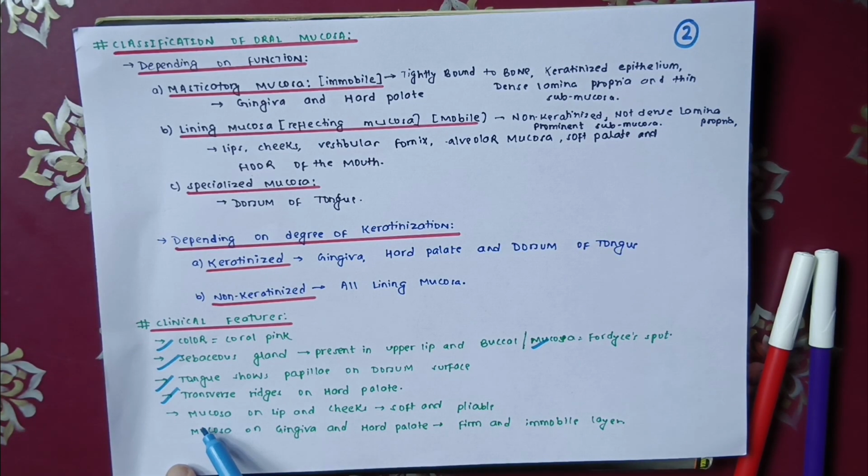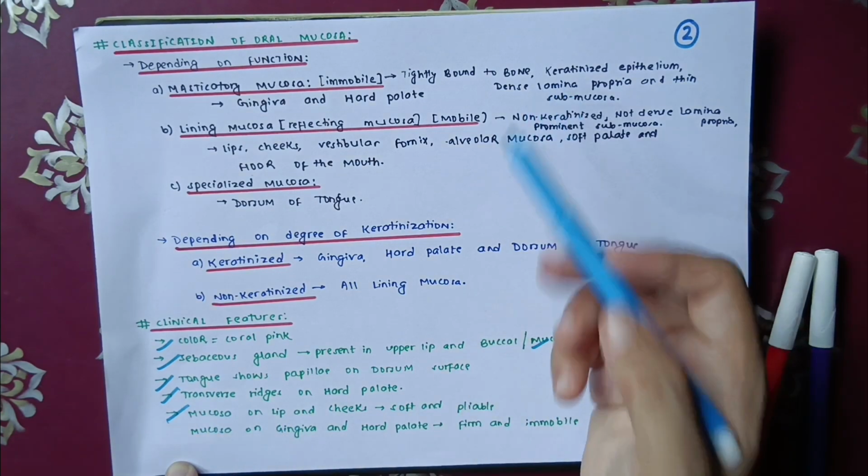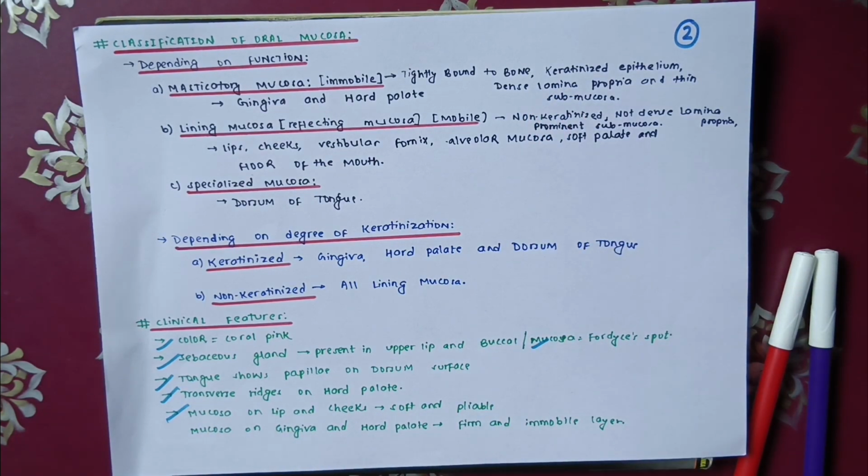In the next point, the mucosa on the lips and the cheek is soft and pliable. The mucosa on the gingiva and hard palate forms an immobile layer. The same thing is taken from here. Now I will show you one picture, then I will explain more about this.